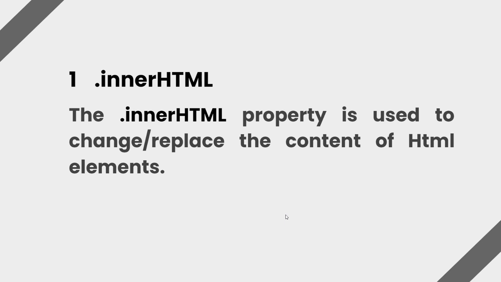So moving on to the first property, we have the .innerHTML property. This property is used to change and replace the content of HTML elements. I think by now we already know how this property works. We've made use of it a lot of times. So this one isn't new to us, but for the sake of today's class, we'll be going over this property again on VS Code.